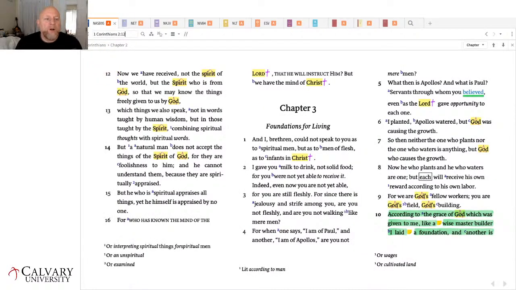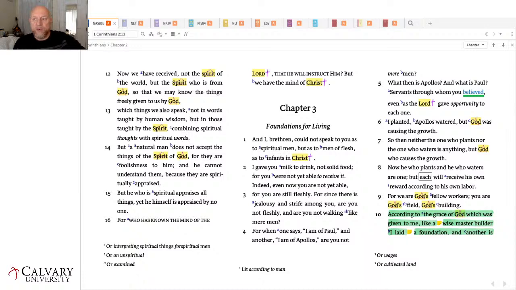Okay, so Paul writes, "Now we have received not the spirit of the world, but the Spirit who is from God, so that we may know the things freely given to us by God, which things we also speak, not in words taught by human wisdom, but in those taught by the Spirit, combining spiritual thoughts with spiritual words. But a natural man, an unsaved person, does not accept the things of the Spirit of God, for they are foolishness to him, and he cannot understand them because they are spiritually appraised."